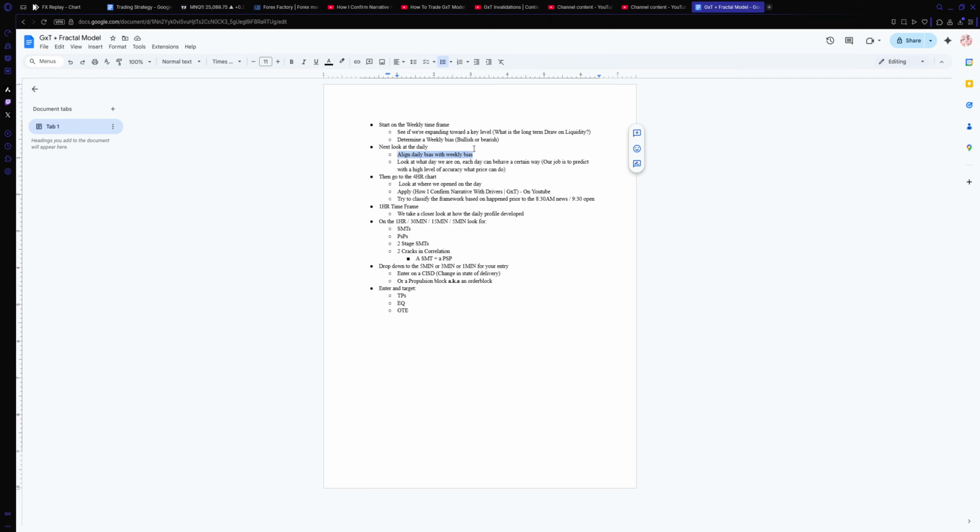Align the daily bias with the weekly bias. Look at what day we are on. Each day can behave a certain way. Our job is to predict with a high level of accuracy what price can do on any given day. And I'm going to add that on any given day, right? So then we're going to go down to the 4-hour chart. And on the 4-hour chart, we can basically see how that daily candle is developing.